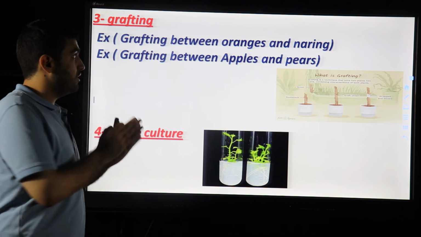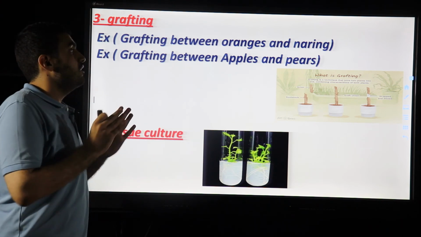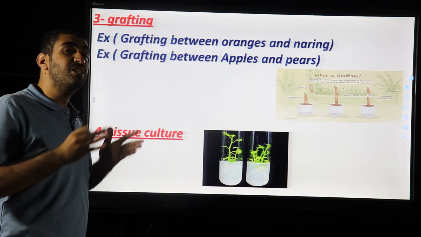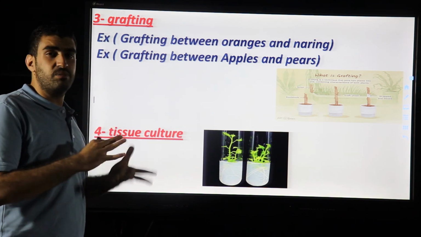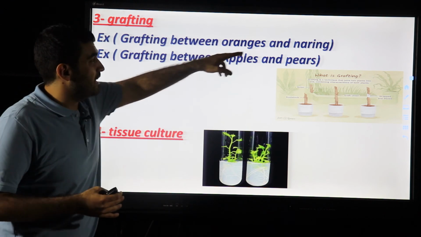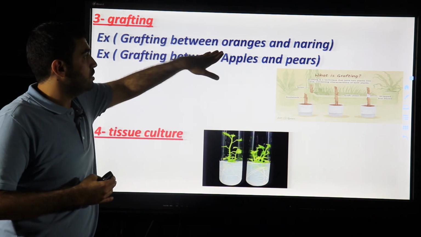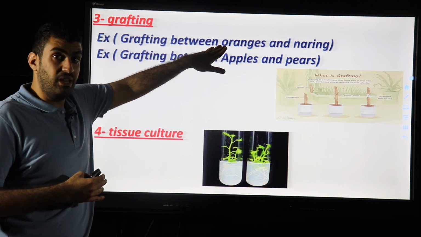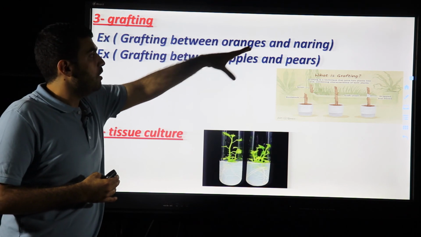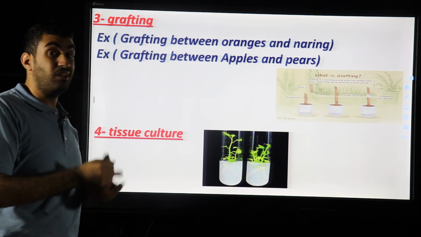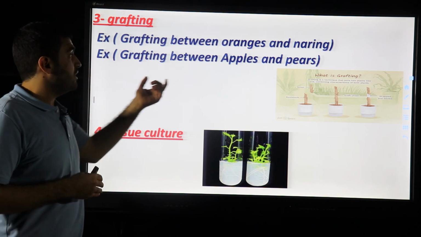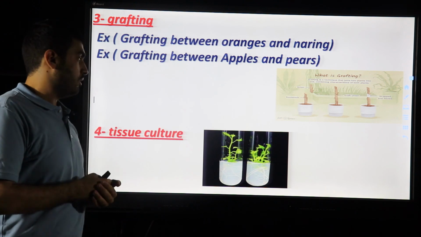Grafting means the transference of a branch, for example, from a tree to another tree, to move a part of a plant from one tree to another, but the two trees must be of the same species, okay? Or semi-similar species. Like oranges and naring, we can move a branch from an orange tree to the naring tree, and then we get a fruit which will be orange, not narings. Okay? Grafting between apples and pears as well.